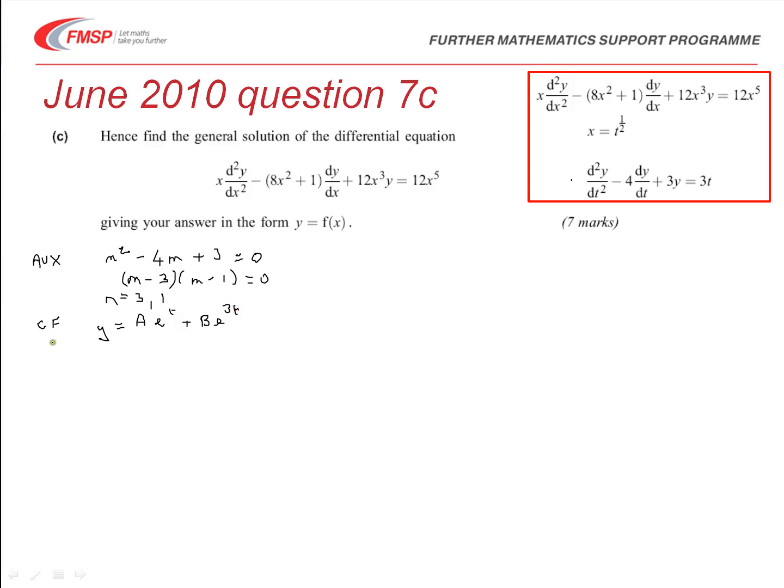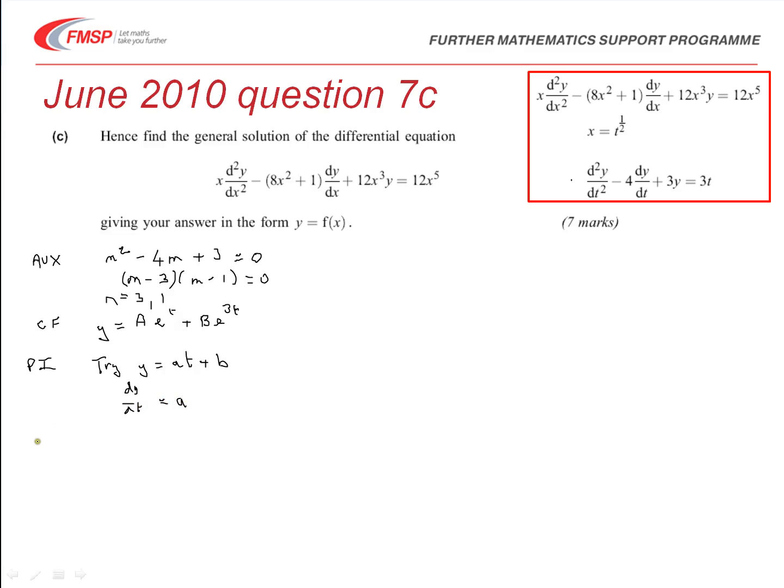Then we need a particular integral. So to find a particular integral, we need to try, well, what have we got over here? It's got 3t, so remember that means we would try a particular integral which is a multiple of t, say little at plus some constant b. And then to find the values of a and b, we substitute them back into that 2nd order differential equation. So we know that dy by dt will be equal to a, and the 2nd differential would be 0.